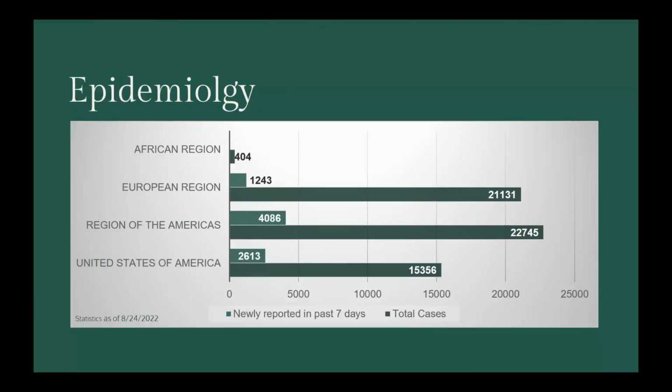And here are the current numbers of monkeypox cases utilizing WHO statistics reported since January 2022 this year, all the way to August 24th of this year. And you can see here that the Americas currently have over 22,000 cases. The European region has over 21,000 cases, and the US alone has over 15,000 cases of monkeypox.